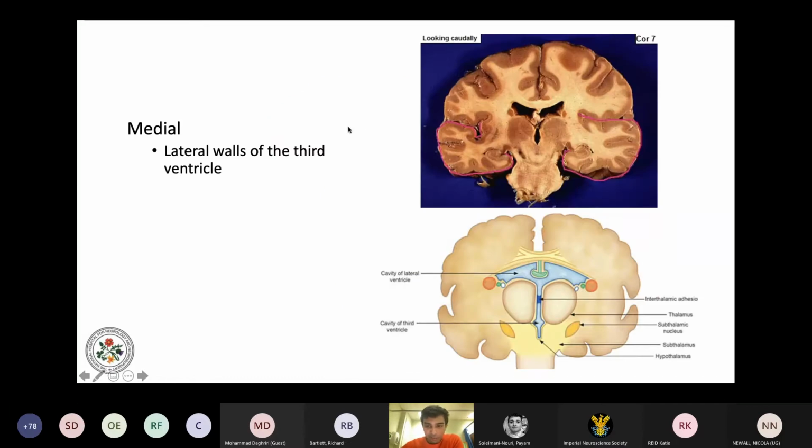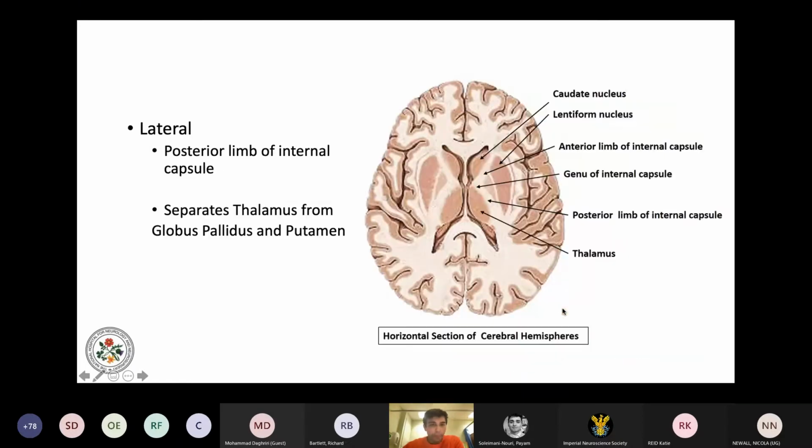Now, medially, as a lot of you have already identified, are the lateral walls of the third ventricle. So once again, on this slice, a histological specimen, thalamus here, third ventricle here, and the lateral ventricle is on the top. And here, just to make it easier, more of a schematic diagram.